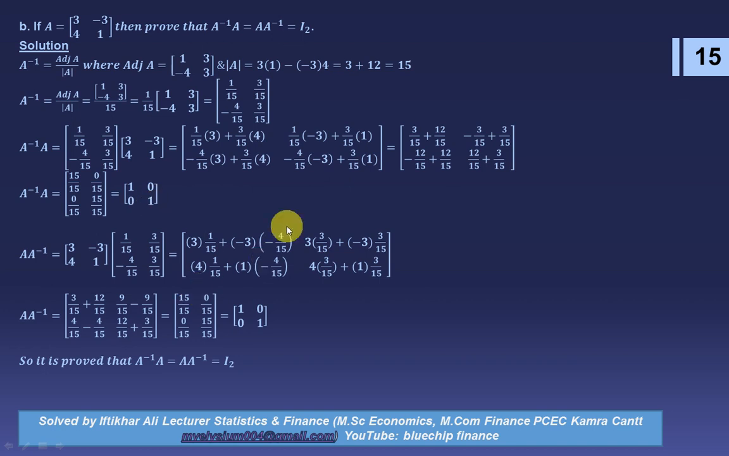After that, in a similar way, we multiply A matrix with A inverse matrix. So first row multiplied by first column, first row multiplied by second column, second row multiplied by first column, and second row multiplied by second column, that is given here. The calculation is given here. So after solving this, this should be equal to the identity matrix. So it is proved that A inverse multiplied by A is equal to A multiplied by A inverse, and the result is also an identity matrix.